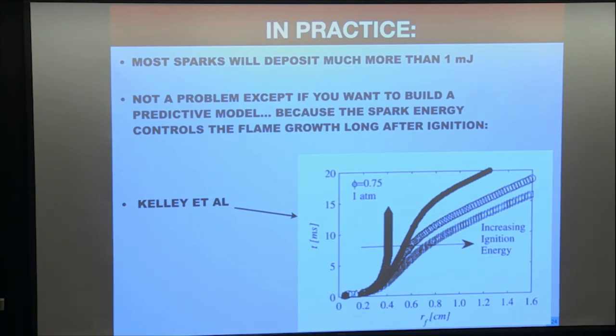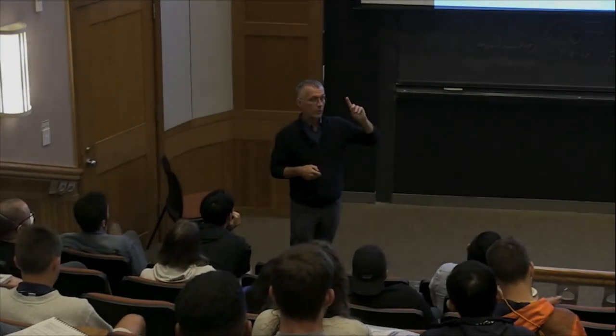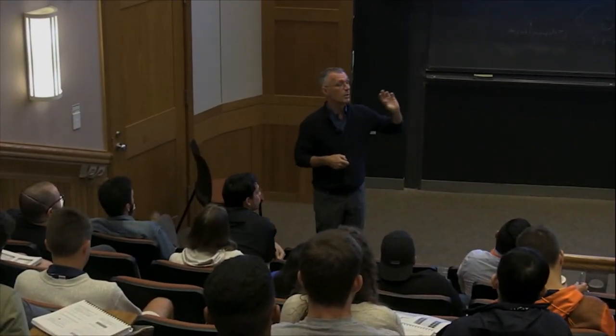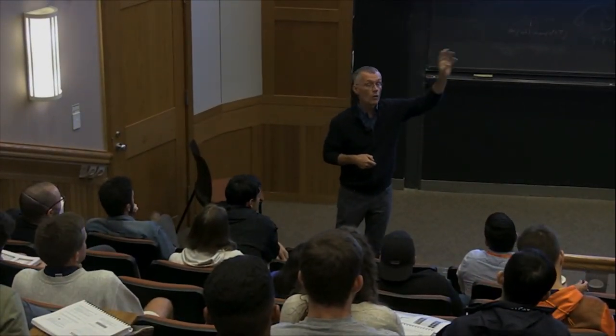As I said, the other problem is the effect of the energy on the growth of the spark. Here you have a result showing, as a function of the radius, the time. You see that when you increase the ignition energy, you make the flame always faster. So the flame, in other words, remembers the initial spark. If you give it a lot of energy initially, it will keep moving fast for a long time.